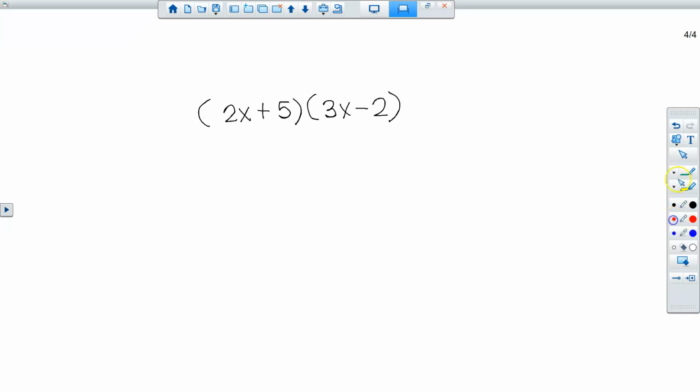Let's try this time 2x plus 5 times 3x minus 2. 2x plus 5 times 3x minus 2. So when I look at this problem, I have a binomial consisting of two terms, 2x and positive 5, being multiplied by another binomial consisting of the two terms 3x and negative 2.